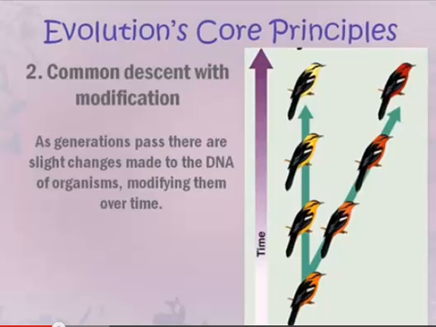The second core principle for evolution that you need to understand is the idea that there's such a thing as common descent with modification. So this just means that as generations pass, as you move through time, there are slight changes made to the DNA of organisms, and that modifies them. This picture is a perfect example of this. So there at the bottom, at the beginning of this time scale, you've got an orange bird. And as generations pass, the color of the bird changes and changes a little more and a little more, and eventually you end up with two different species, but they came from a common ancestor.